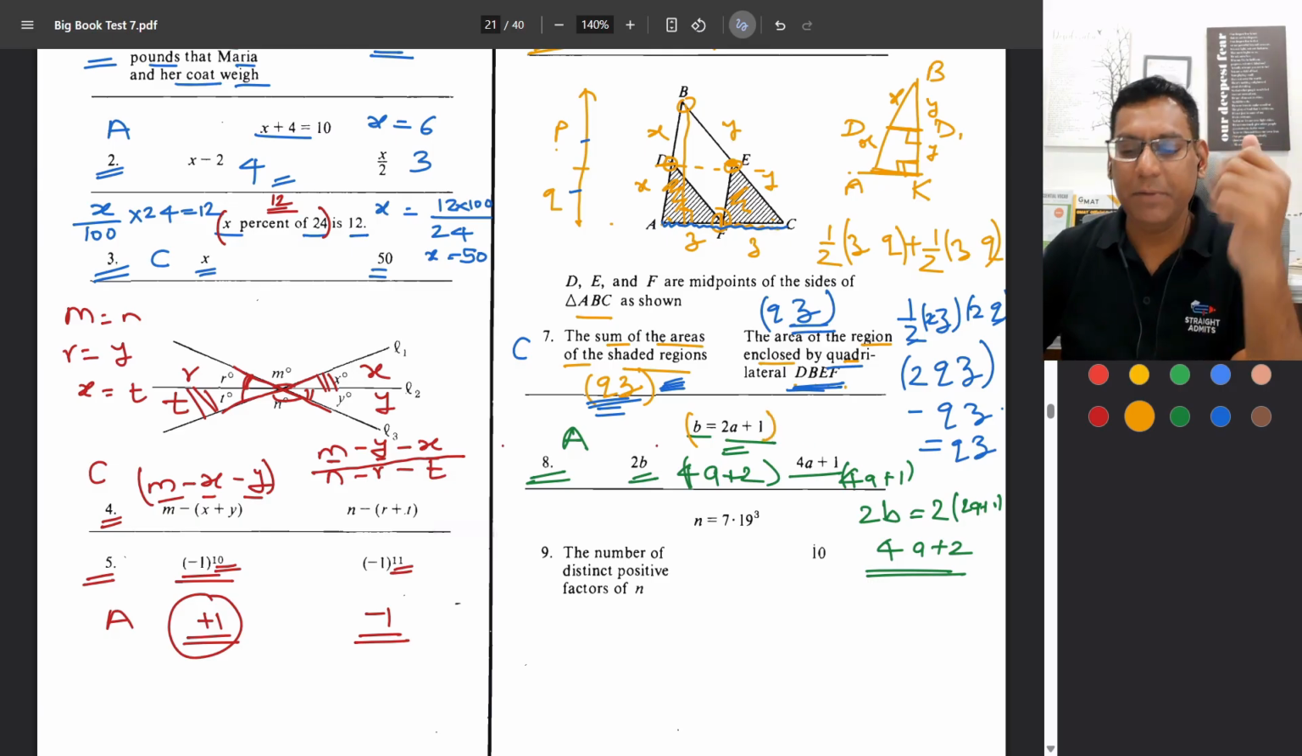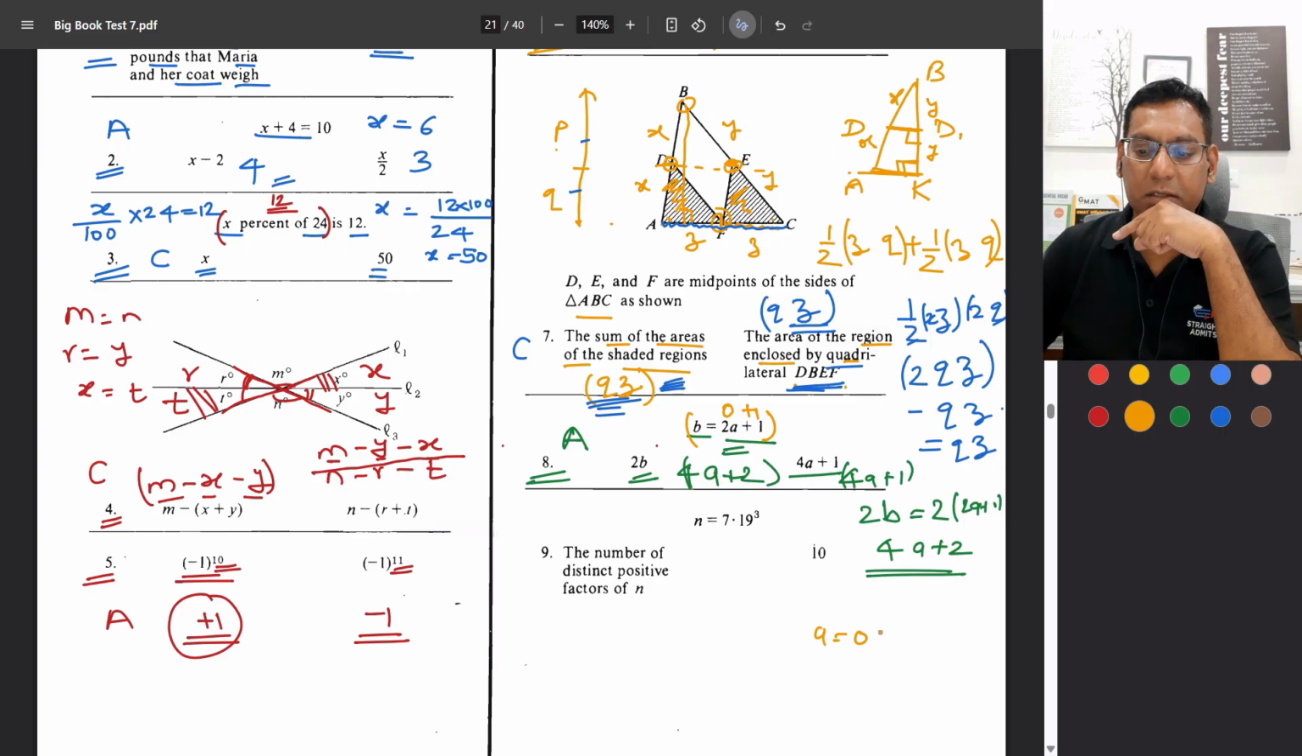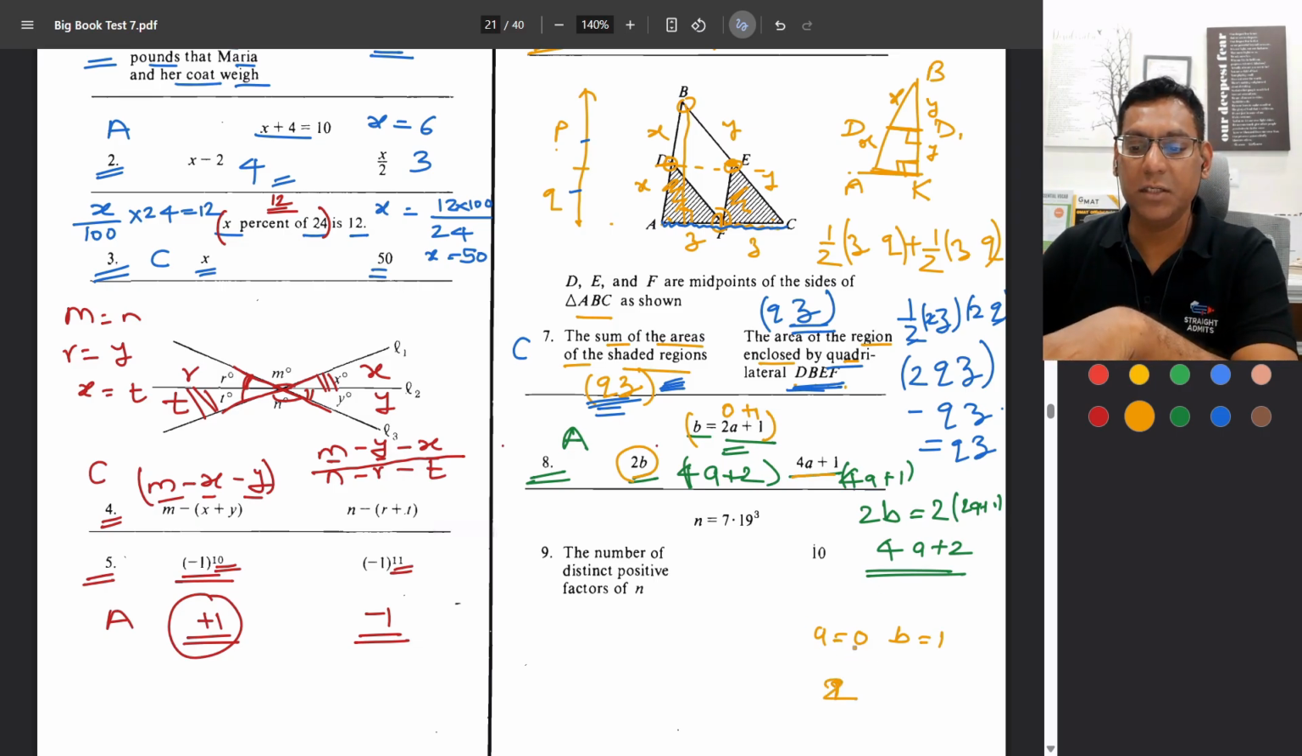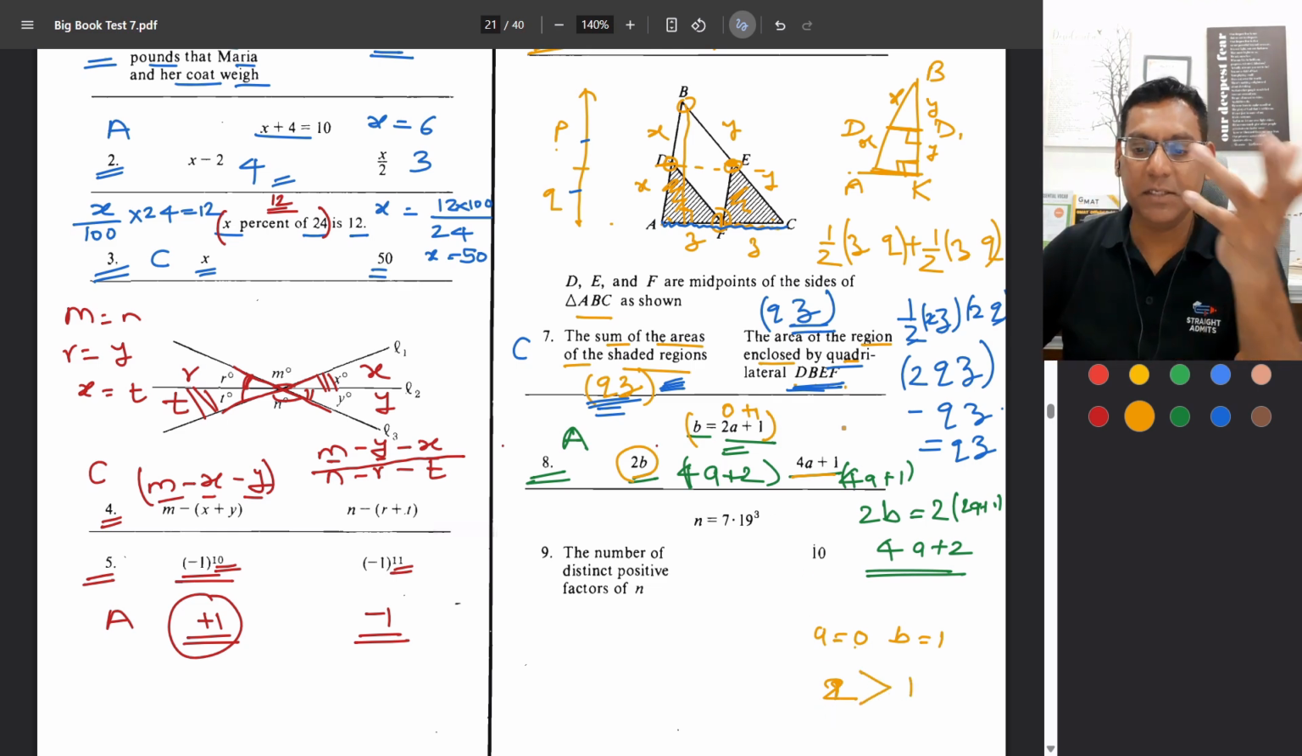Okay, so let me take A is equal to 0. So what do I get? 2A is 0, 0 plus 1, B comes out to be 1. So in that case, what is 2B? 2B is 2, and what is 4A plus 1? 4A is 0 plus 1 is 1. Quantity A is bigger.